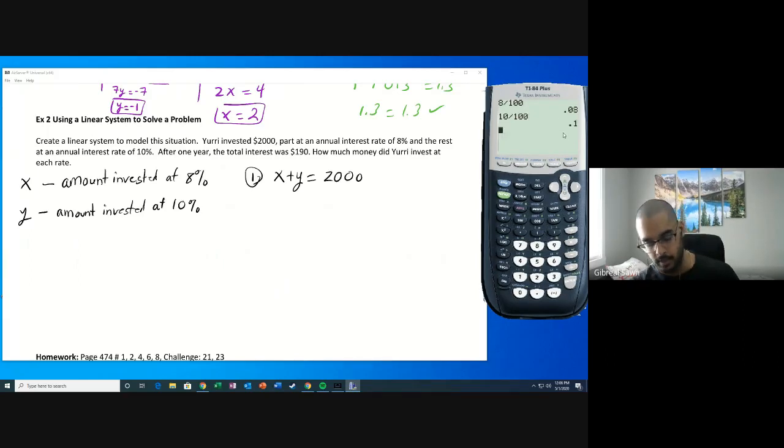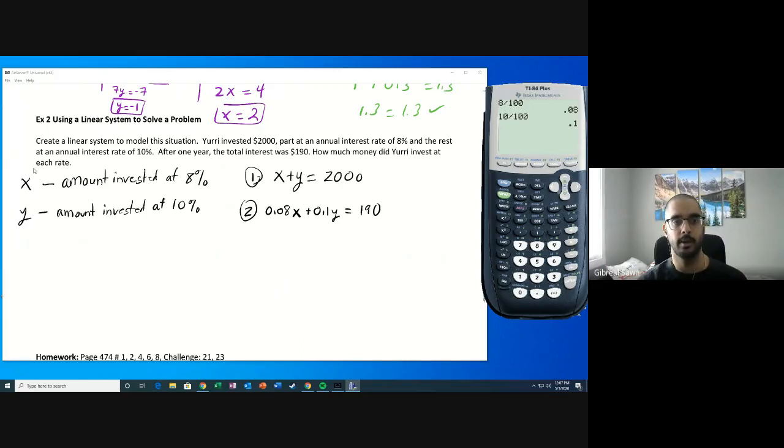So my second equation is going to talk about the interest. The amount of interest earned from the 8% account is going to be 0.08 multiplied by whatever's in there, so 0.08 times x. Same logic, 0.1 times y. In total, that's going to give me the interest amount, so $190. So there's my 2 equations, there's my system. Once it's set up, now it's solving it just like before.